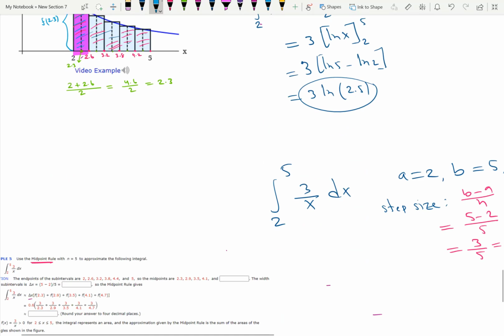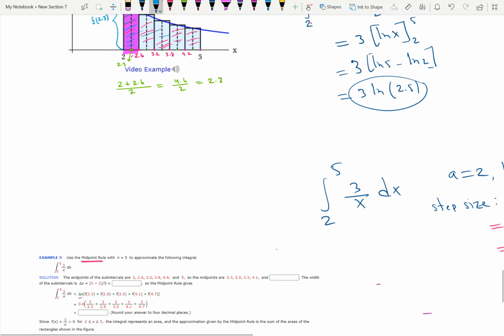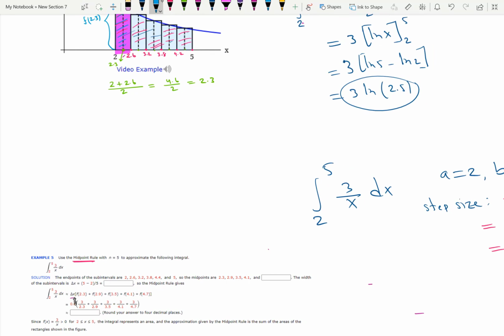So delta x is 0.6. We find f of 2.3, then f of 2.9, f of 3.5, f of 4.1, f of 4.7, and since f of x is 3 over x, f of 2.3 would be 3 over 2.3. Now add them together and you will get the final answer.